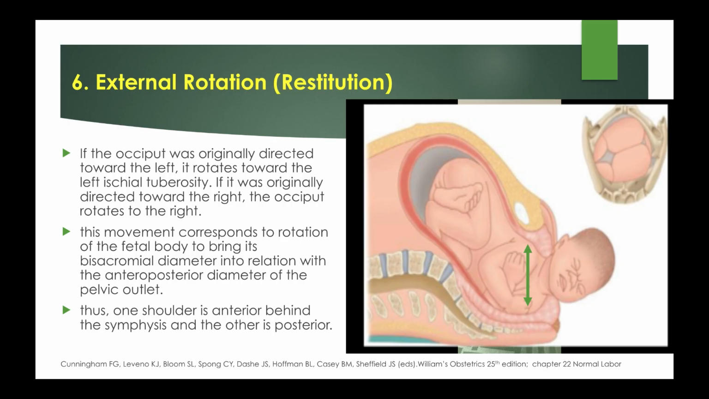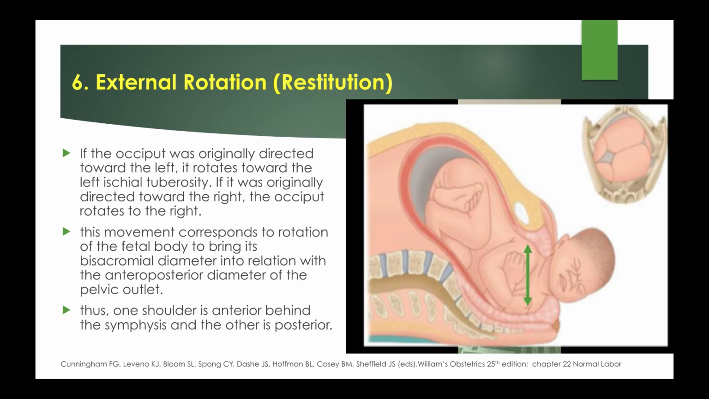Now you ask, why is restitution very important? Now, this cardinal movement of labor is very important because its objective is to bring the bisacromial diameter or the diameter between the two shoulders of the baby into the same axis as the AP diameter of the pelvic outlet. That way, we are able to deliver successfully the rest of the baby's body.